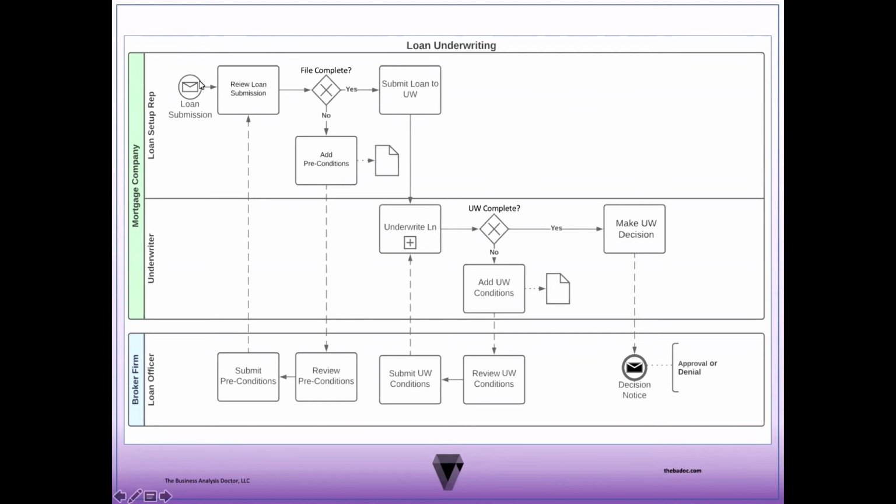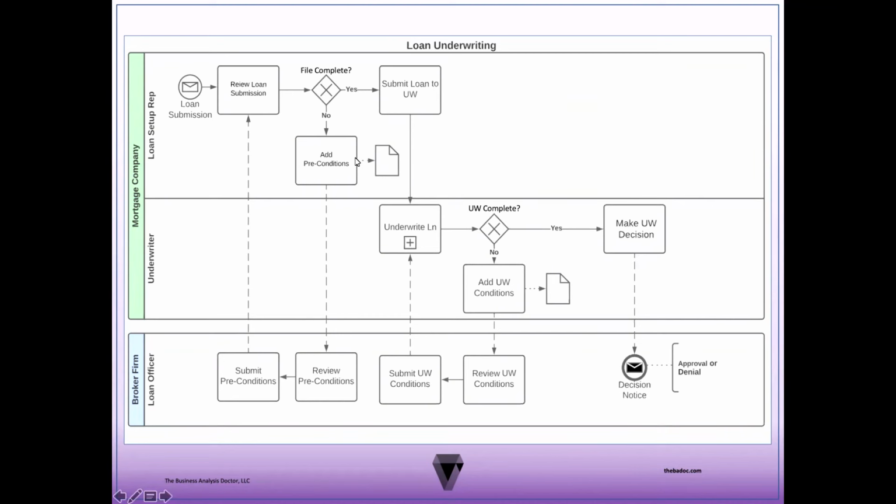Now we can see that the process has a clear start and a clear end, both demonstrated with the message marker, which indicates that a notice both initiates and completes the process. As we can see, the first activity is where the setup rep reviews the loan submission. Then they're faced with the decision of whether or not the file is complete.